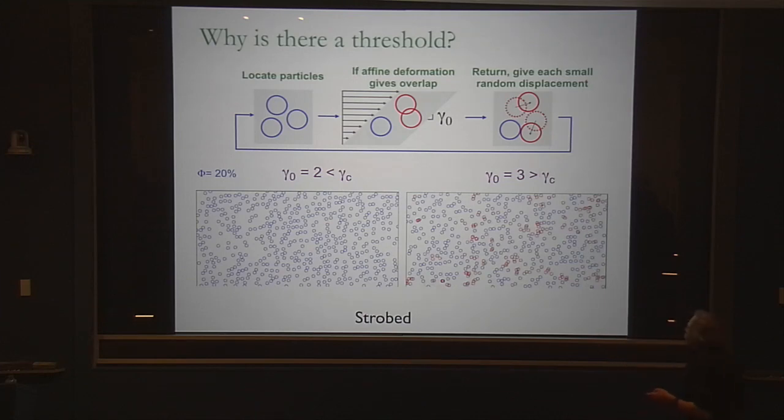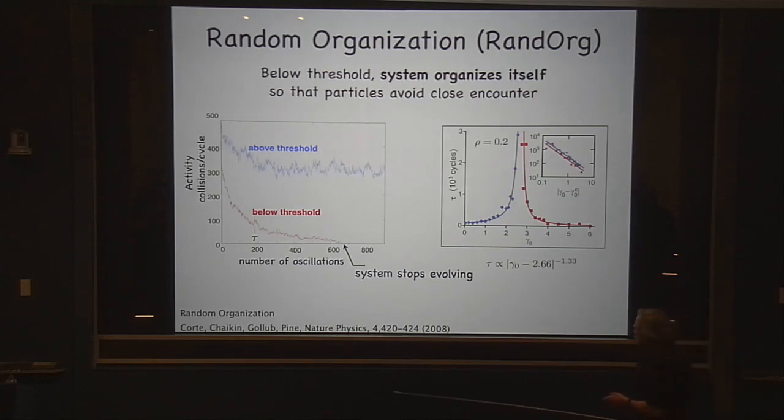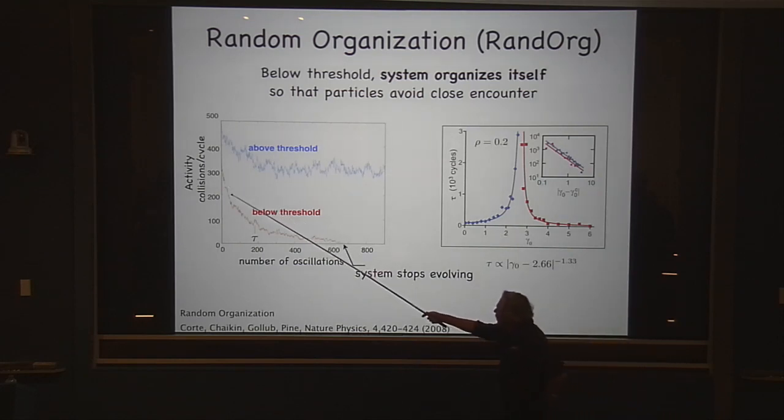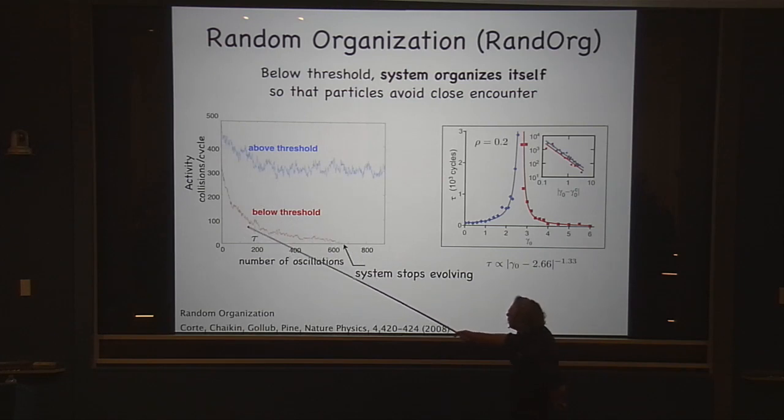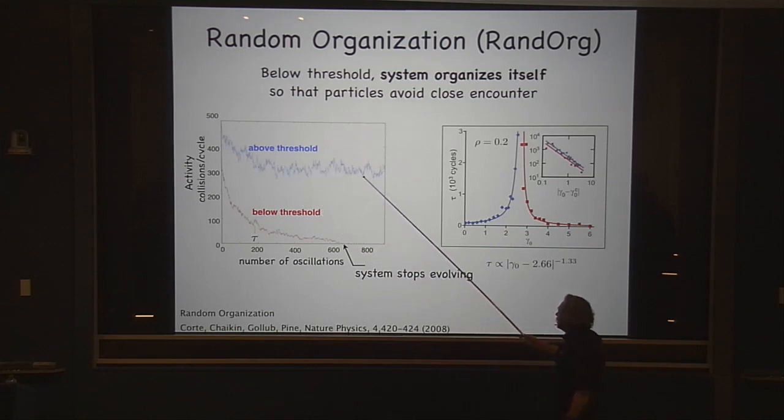And what we did is we then went back, Dave and I and his postdoc, Lauren Corte. Actually, I thought I had this in French. Anyway, to emphasize it was Corte. What you find is that the time it takes to organize below the threshold goes to zero. This is the activity, or the number of collisions per cycle. It takes some time to do that, and the time it takes depends on how much strain you put on. And above the threshold, it also takes some time before it goes to steady state. When you plot those two, you get this divergence at the critical point, which means this experiment shows you a second-order phase transition, not thermodynamic, but dynamic.